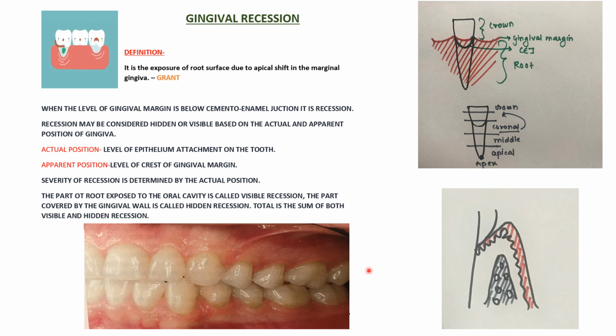So now what does that mean? In this picture I have shown the normal gingiva. So this is the tooth surface and this is the gingiva. As you all can see, this is the alveolar bone. So in the normal structure, your gingiva is about the cemento-enamel junction. You can consider this as the cemento-enamel junction. So it is covering your cemento-enamel junction. The cemento-enamel junction is over here and your gingiva portion is over here. So it's covering the cemento-enamel junction.